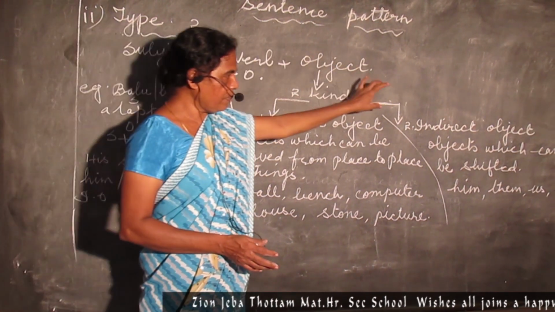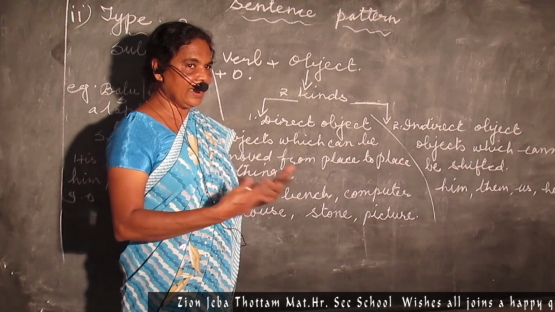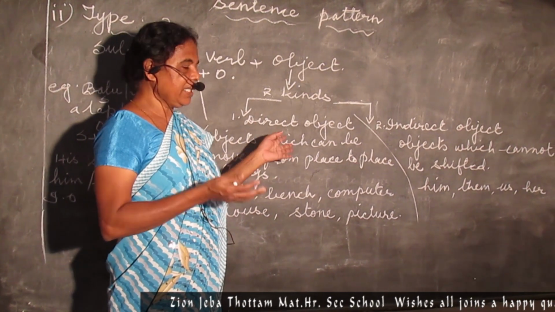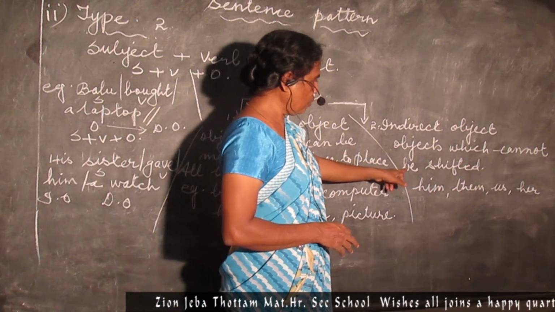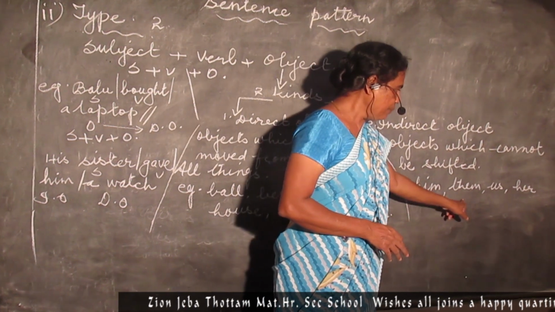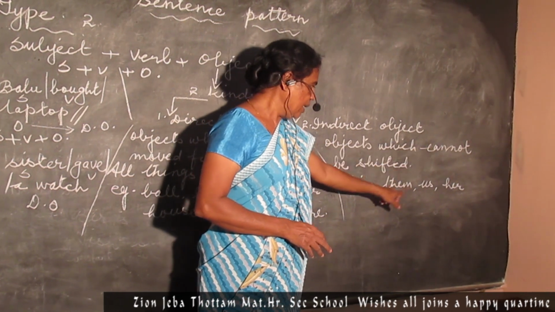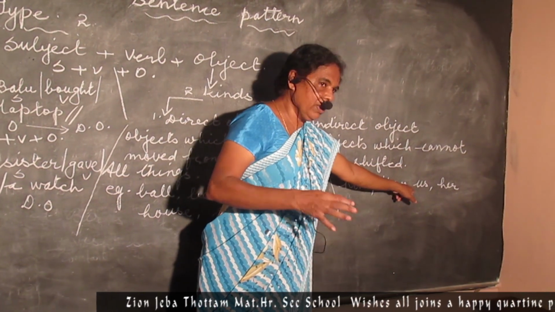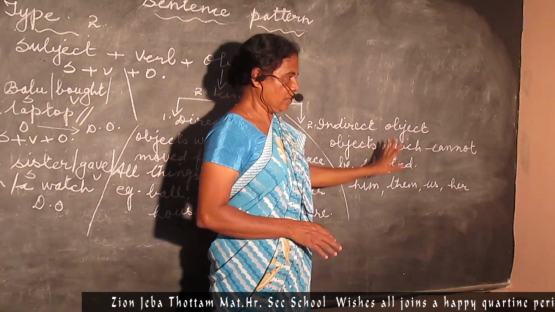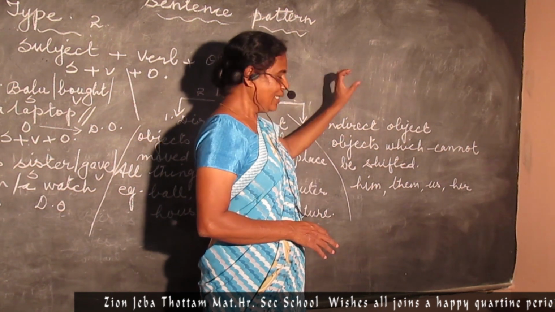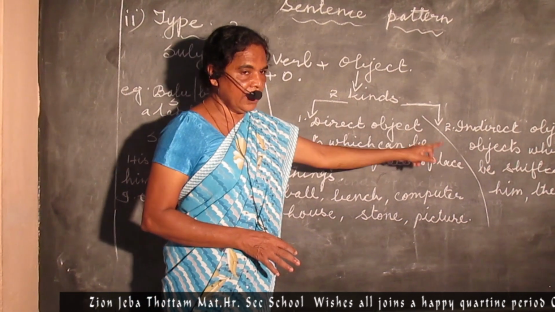And the second type is called indirect objects. Indirect means not directly involving things, but indirectly involving human beings. There are only a few words like him, them, us and her. Him and her: boy, him; girl, her; them, all together; us, we, all together. So limited words are there for indirect object. Now you need not learn the detail. Learn to identify the direct object and indirect object.